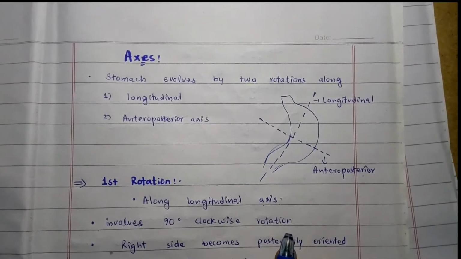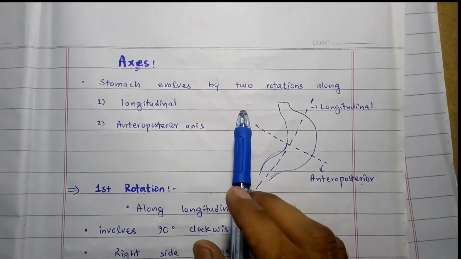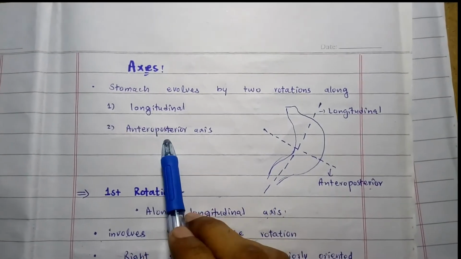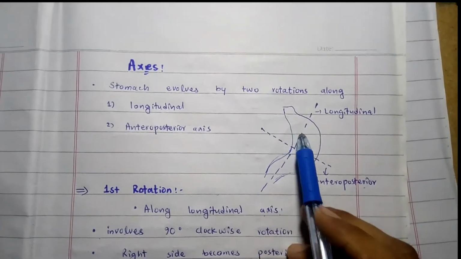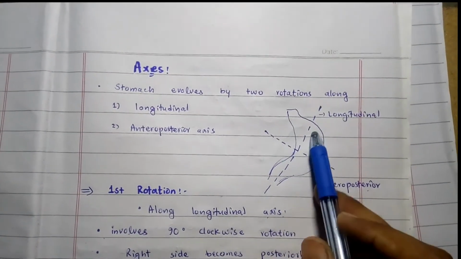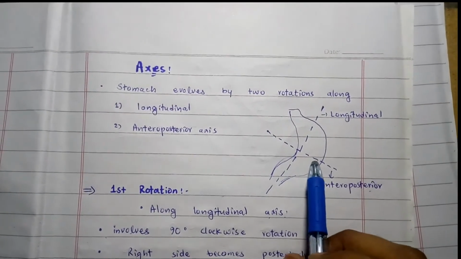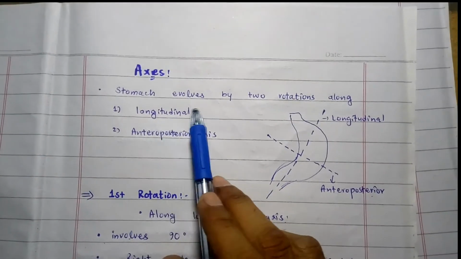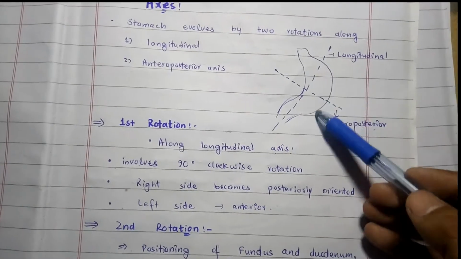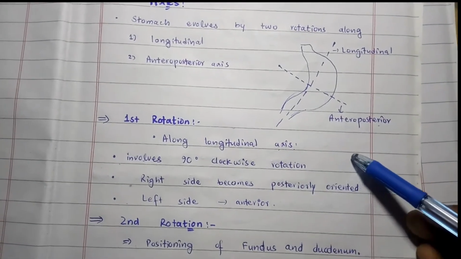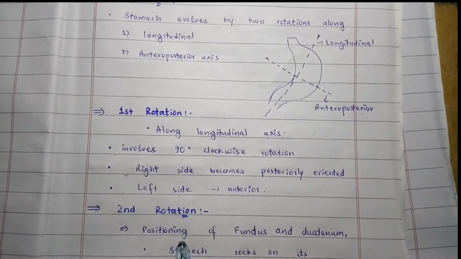Then the axis of the stomach. The stomach evolves by two rotations, along the longitudinal axis and the anteroposterior axis. Here you can see the longitudinal axis is this one, and this one is the anteroposterior axis, the two axes from which the stomach evolves. The first rotation occurs along the longitudinal axis, and then the second rotation along the anteroposterior axis.